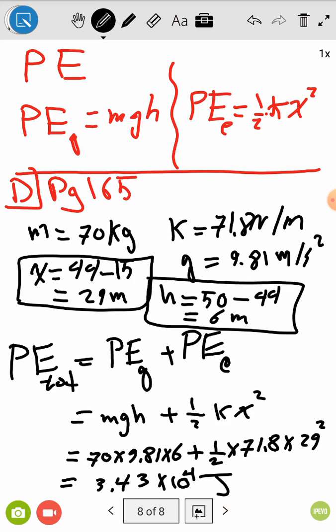I hope that you will not find any hard question in the practice, page 166. They are homework, questions 1, 2, 3, all of them easier than the sample problem on page 165. Use the formulas as well: the gravitational potential energy equals mgh, and the elastic potential energy equals half kx squared.